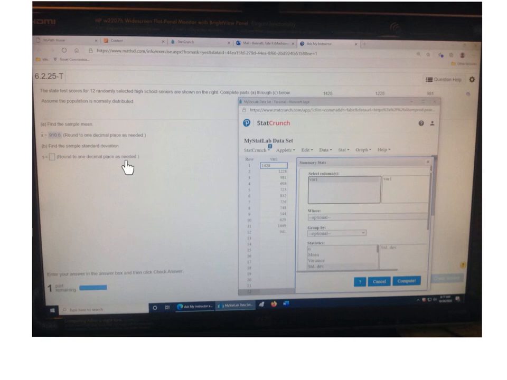Hello, saw your question from Chapter 6, Section 2. You're given data over here, you want to find the sample mean and sample standard deviation. Now this goes, I think, back to Chapter 2, so it's several chapters back.